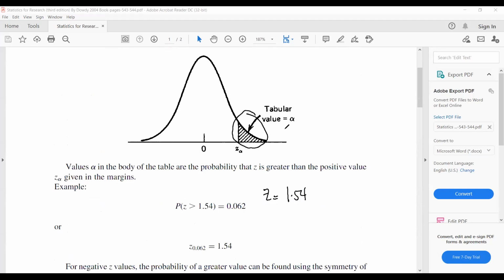Or we can say that 0.062 is 6.2% of the total area of the bell curve. Mapapansin niyo naman kapag tama kayo or mali is dun sa percentage na lumabas. Dito mapapansin niyo na Z is greater than 1.54. We assume that 1.54 is here. So, yung area na lang natitira is napakaliit. So we can say that it is only 6.2%.